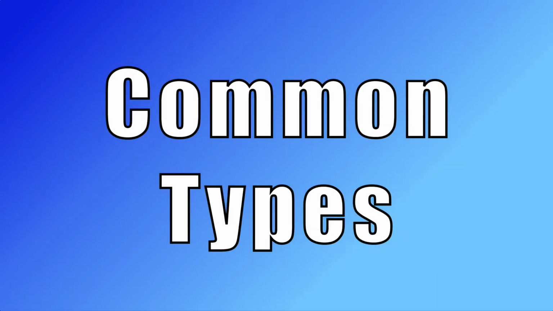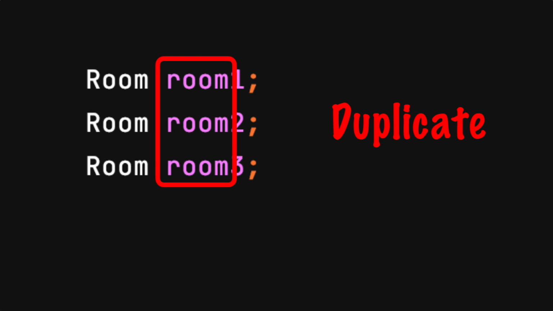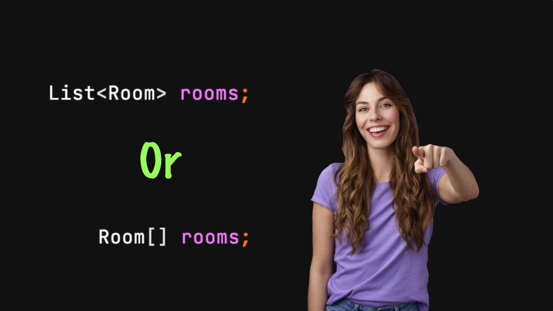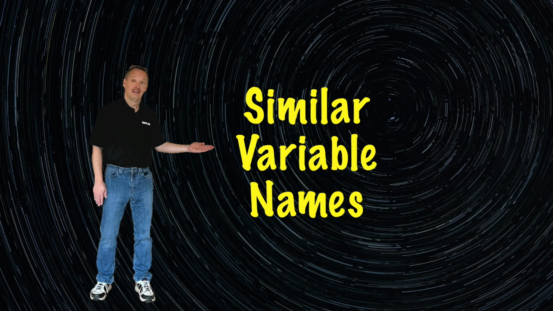There are 5 types of duplicate code to avoid. The first is variable names. Here are 3 room variables needed for an adventure game. With the exception of this number, all these variable names are duplicated. What happens when 20 rooms are needed? Or 1,000 rooms? Don't create duplicate variable names when a collection will accomplish the same task with one line of code. Watch for nearly similar variable names as an indication.